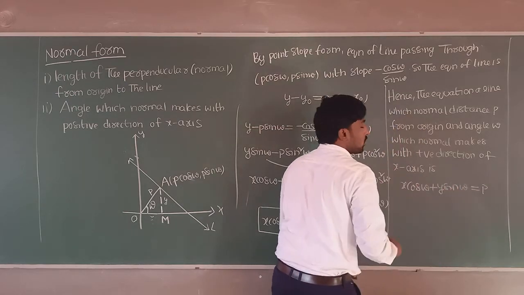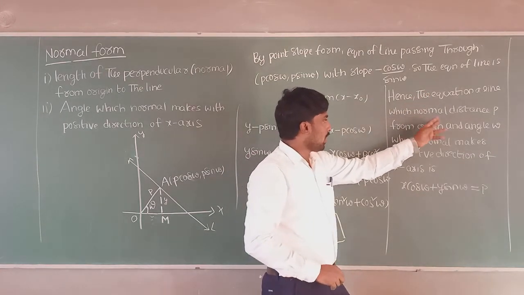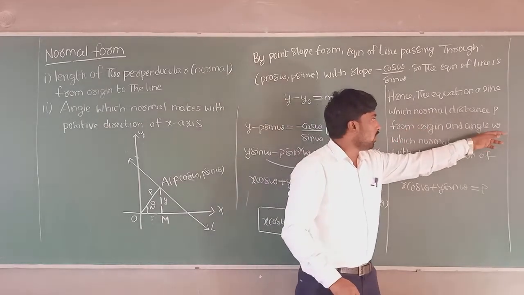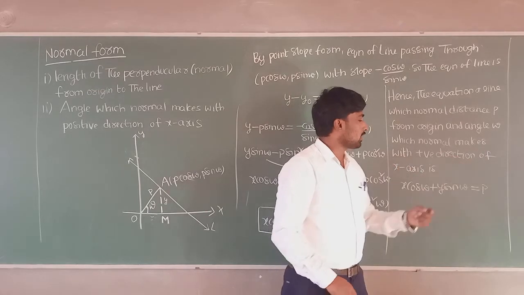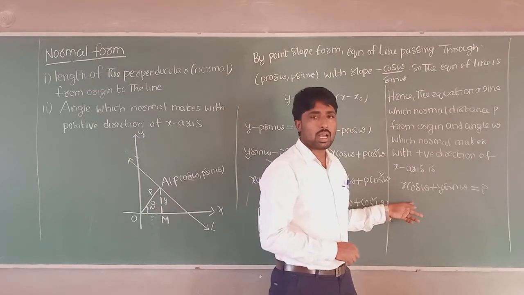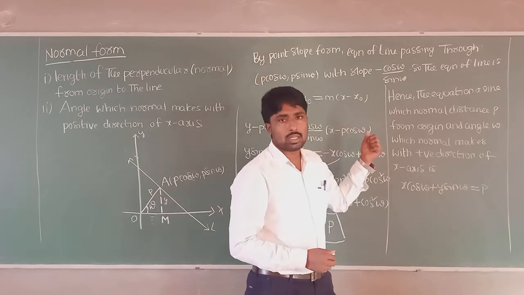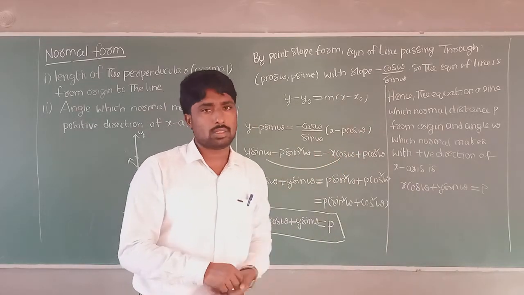So how will they ask the question based on this formula? The equation of a line which is at normal distance p from origin and an angle omega which the normal makes with the positive direction of x-axis. Okay, is called x cos omega plus y sin omega equal to p. Okay, all of you, is it clear? My dear students, tell me all of you. Okay, all of you note down this.